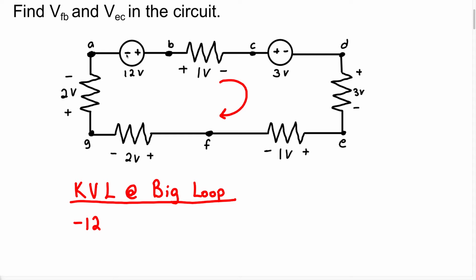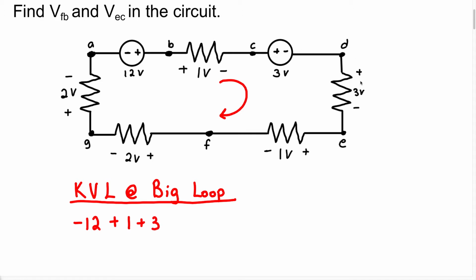Now, as I continue to walk around this closed loop, I'm going to enter this resistor, which is going to be a positive to negative. So this is a voltage drop. Therefore, I'm going to write it as a plus 1. Then as we continue around this loop, we have another voltage source, but it's going to go from plus to minus. Therefore, we're going to write this as a positive voltage. We're going to have plus 3.